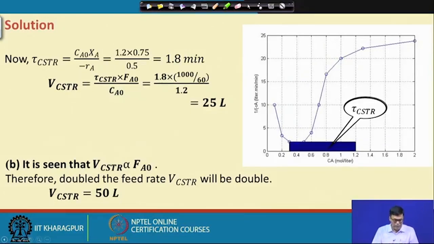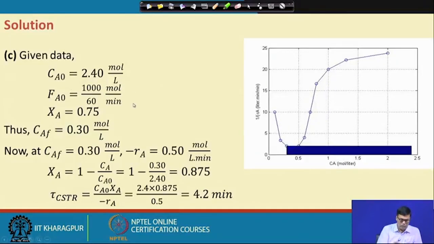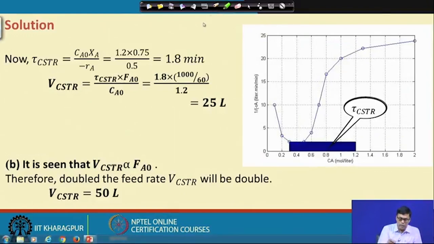Now it is seen that the volume of the reactor is proportional to FA0. Therefore, if we double the feed rate, the volume goes from 25 liters to 50 liters. How can you justify that? Here you find that the volume of the reactor is proportional to this. If you keep the others constant and make it double, naturally the volume will be double. If the flow rate is double, the volume will also be double. That is what we expect.